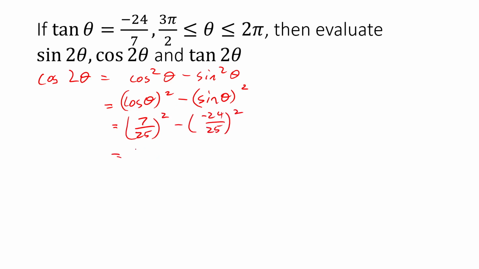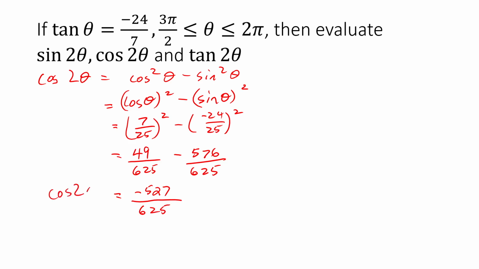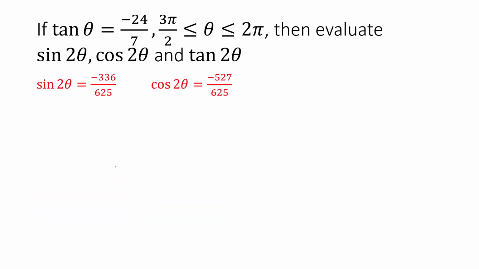Well, 7 over 25 quantity squared is 49 over 625. Negative 24 over 25 quantity squared is 576 over 625. And subtracting those, we get negative 527 over 625. And so that's what the cos of 2 theta is equal to. And finally, we can now figure out what the tan of 2 theta equals. We made note of what the sine of 2 theta and cos of 2 theta equal.